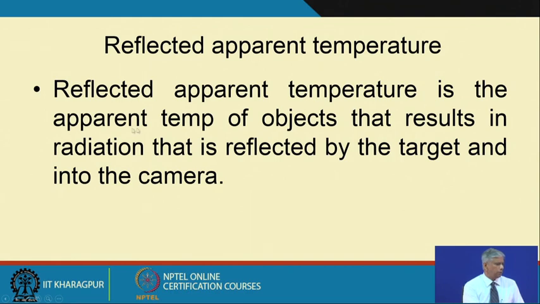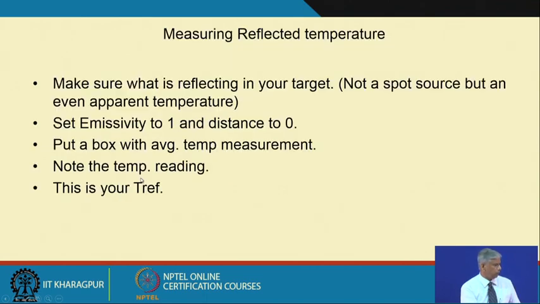Reflected apparent temperature is the apparent temperature of bodies that result in radiation that is reflected by the target and into the camera. So, we have to be careful about this. So, for measuring reflected temperature, make sure of what is reflecting on your target, set the emissivity to 1 and distance to 0, put a box with average temperature measurement, note the temperature, this is your T reference.